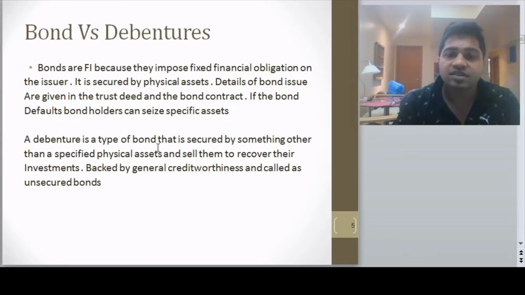A debenture is a type of bond that is secured by something other than specified physical assets, and bondholders sell them to recover their investments. So a debenture is not secured by specific assets, it is secured by something else. Generally it is backed by general creditworthiness and is called an unsecured bond.